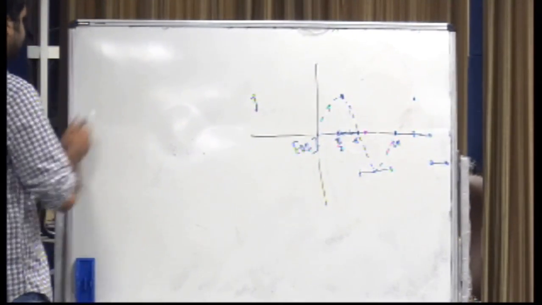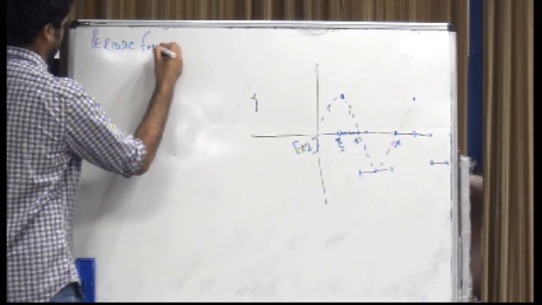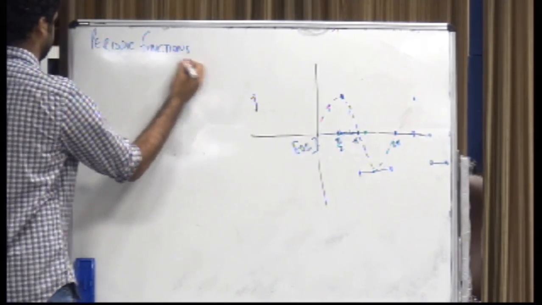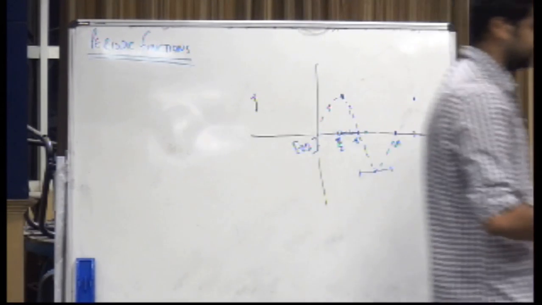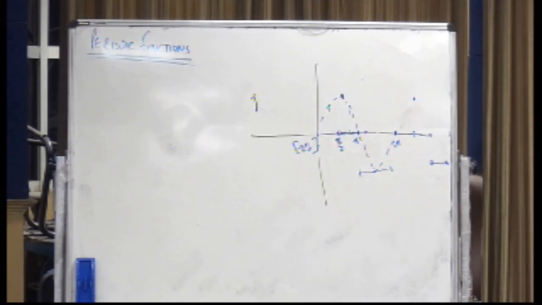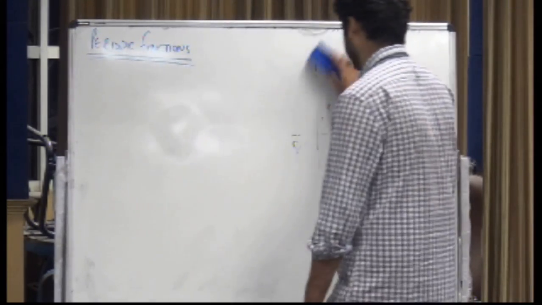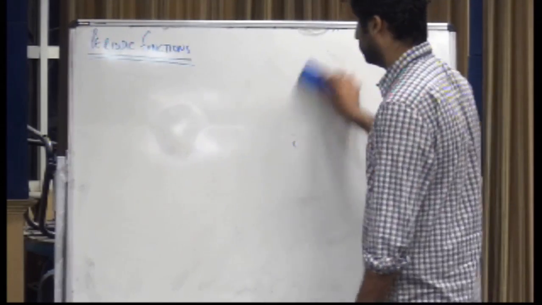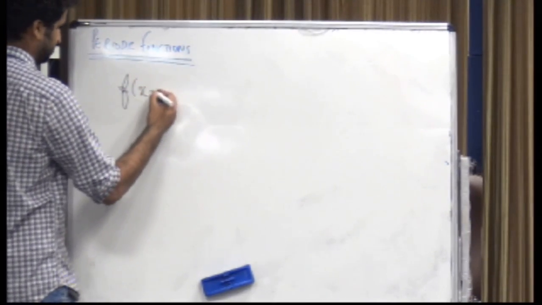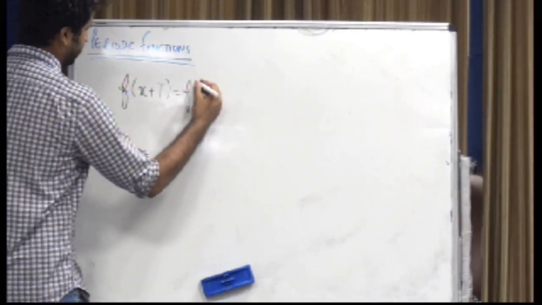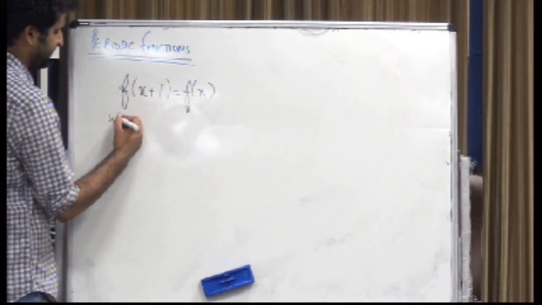So the 6th and 7th are your homework. Periodic. So what do you mean by periodic functions? A function which repeats in a fixed interval of time. Periodic functions are the functions which satisfy this property: f of x plus T is equal to f of x, where T is the period.